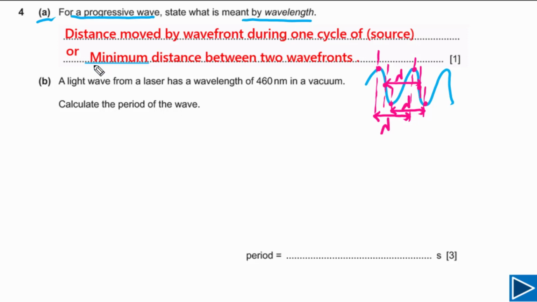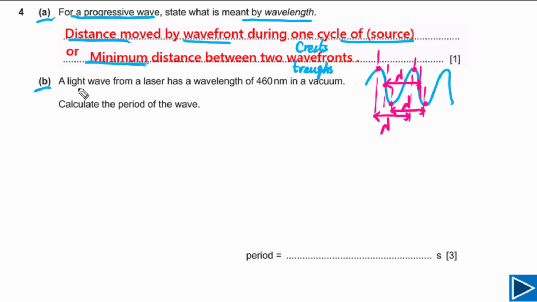So let me highlight some points. When you define wavelength by saying the distance between two wavefronts, you must say minimum distance, because this is the minimum distance between two wavefronts, or we can say between two crests. We can also say the minimum distance between two troughs, or between 2 points in phase on the wave. Another way to define wavelength is the distance moved by a wavefront during one cycle of the source. It simply means that when one cycle is completed by the source, the distance traveled by the wave will be equal to one wavelength. So this is another way to define wavelength.